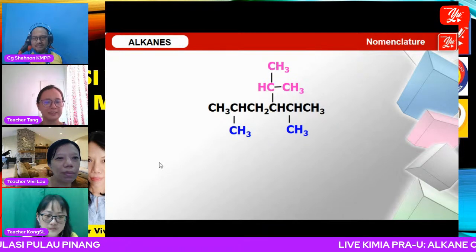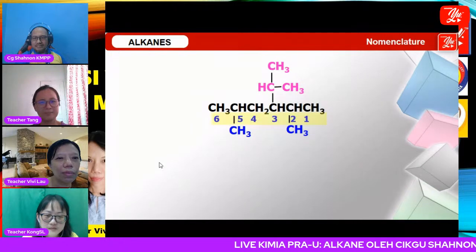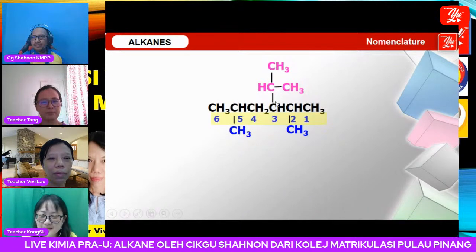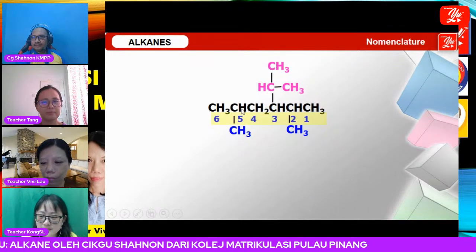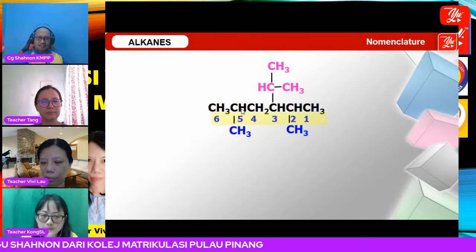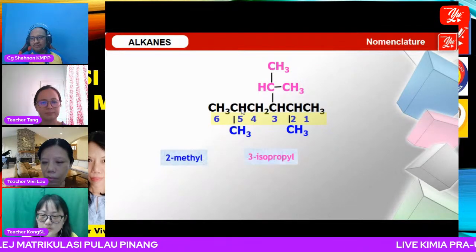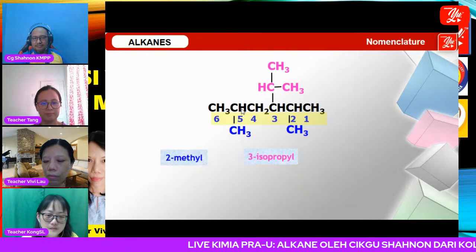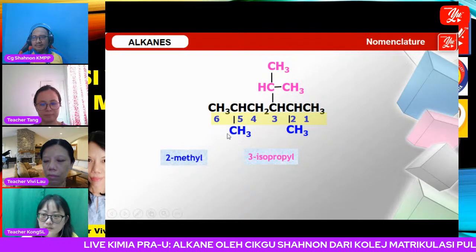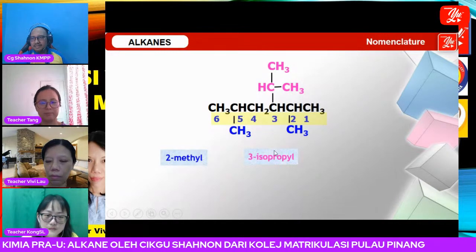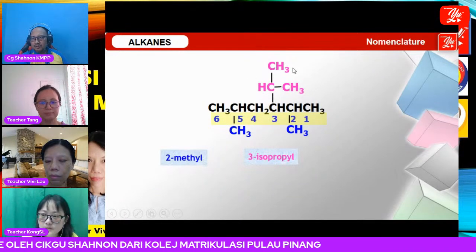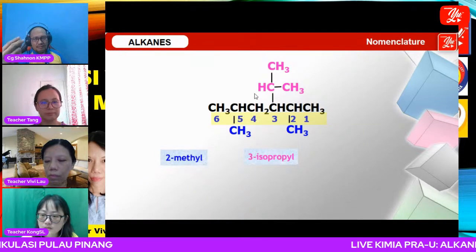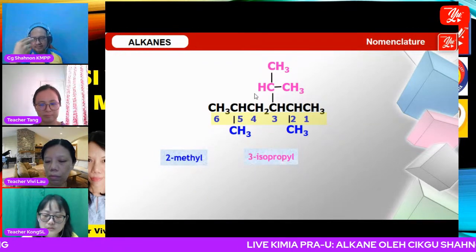For this one, first find the longest continuous chain, 1, 2, 3, 4, 5, 6. We have a lot of ways to count, but we just want to write the name for this compound. At carbon number 2 we have methyl. At carbon number 3 we have isopropyl. Remember, this is isopropyl. With three carbons, there are only 2 isomers, propyl and isopropyl.